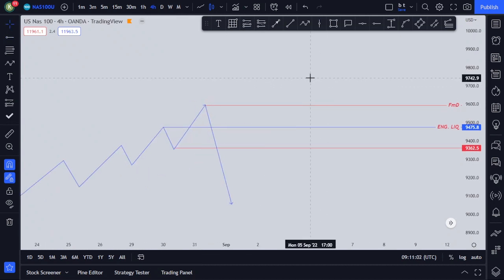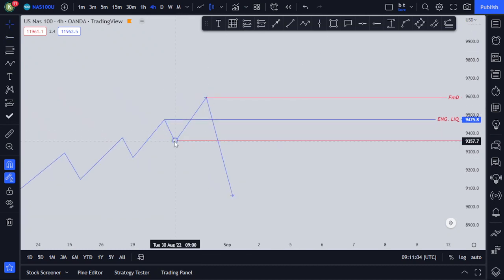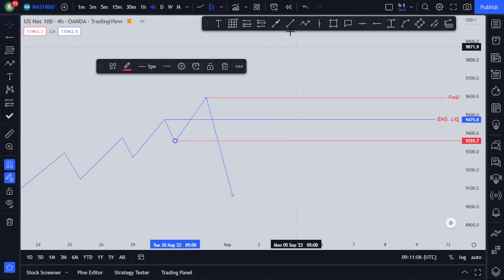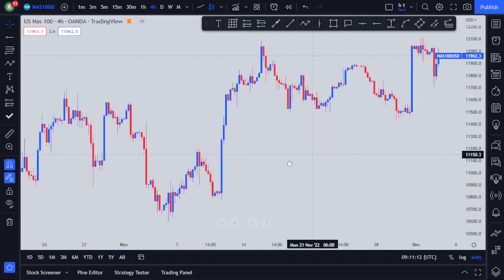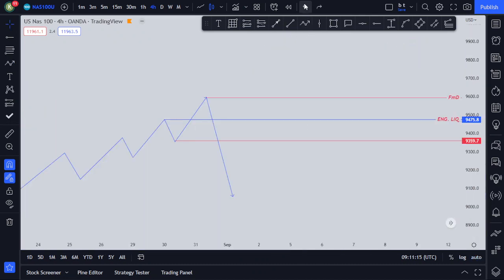So what are we expecting price to do? We're expecting price to come back inside here, respect the engineered liquidity, and then drop. To come back here, respect the engineered liquidity, and then do what? Drop.